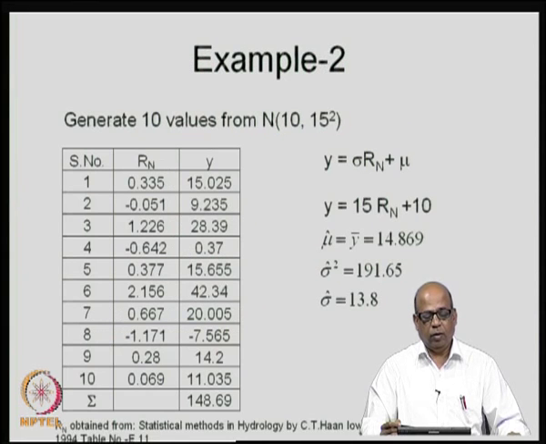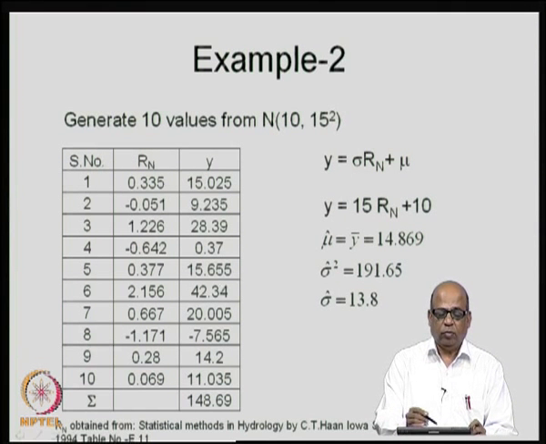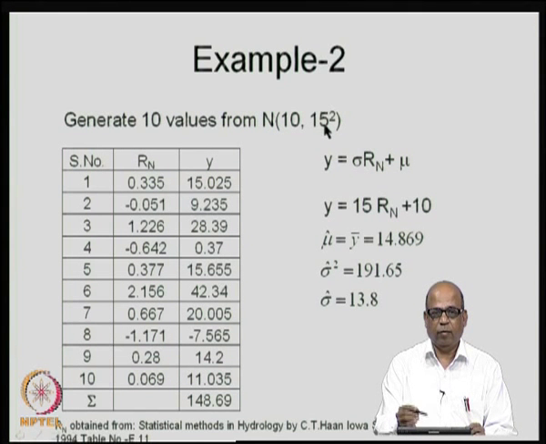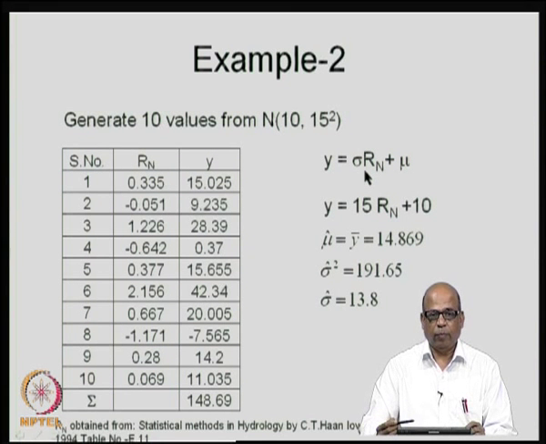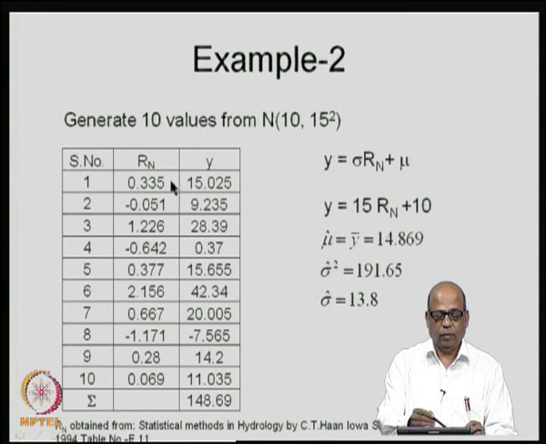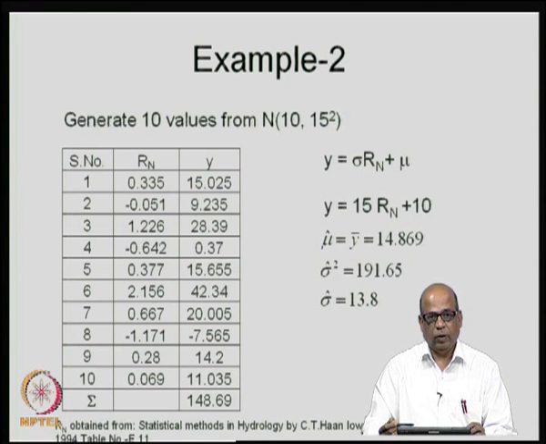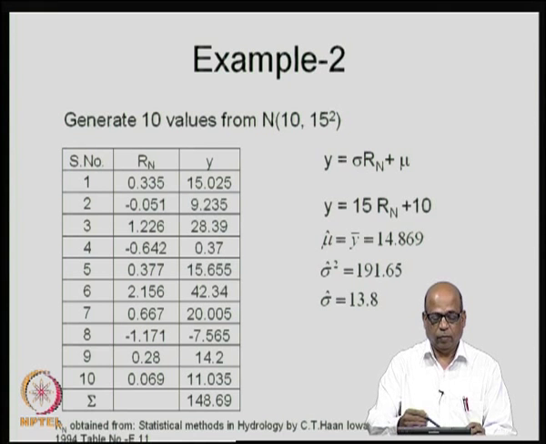Let us have a look at one simple example here. We want to generate 10 values from a normal distribution which has mean as 10 and variance as 15 square. So, we write y is equal to sigma Rn plus mu. Mu is given and sigma is given. We generate Rn from standard tables. Here we use Rn values taken from a standard textbook by C.T. Hahn, which I have given reference to in the first lecture. We take these random numbers from a table provided in this textbook.